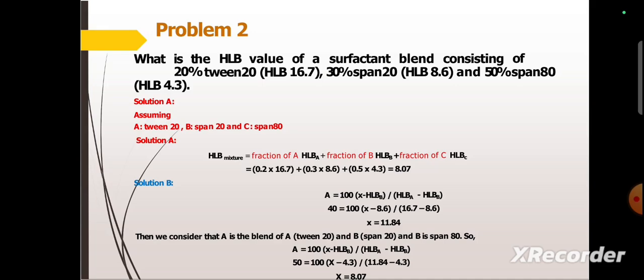What is the HLB value of a surfactant blend consisting of 20% Span 20 and 30% Span 20 and 50% of Span 80? Their HLB values are 16.7, 8.6 and 4.3 respectively. Here we take A, B and C because we have three components in the mixture. So for three components, HLB mixture equals fraction of A times HLB A plus fraction of B times HLB B plus fraction of C times HLB C. Fraction of A is 20%, meaning 0.2, so 0.2 times 16.7. Similarly, for B the fraction is 0.3 times 8.6, and for C, 0.5 times 4.3. So we get the HLB of the mixture. Now for solution B, we can solve respectively as we did previously, defining X for A and for B.